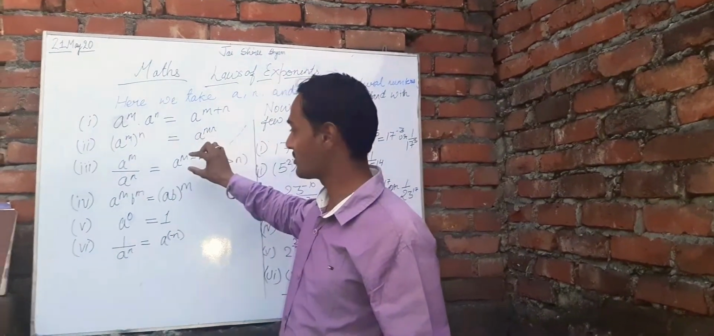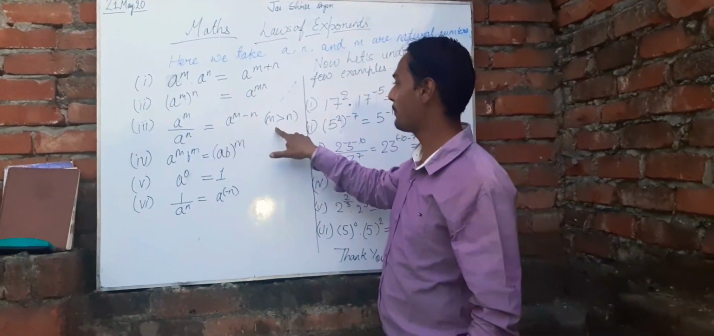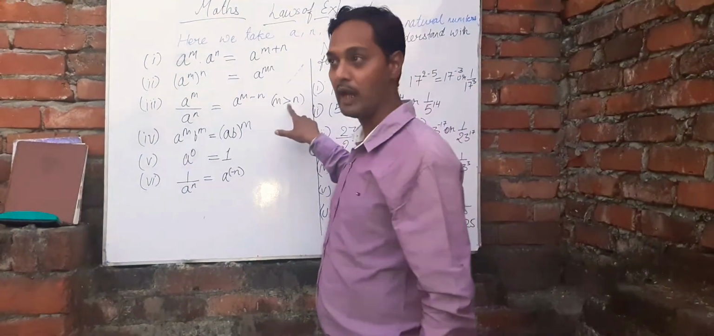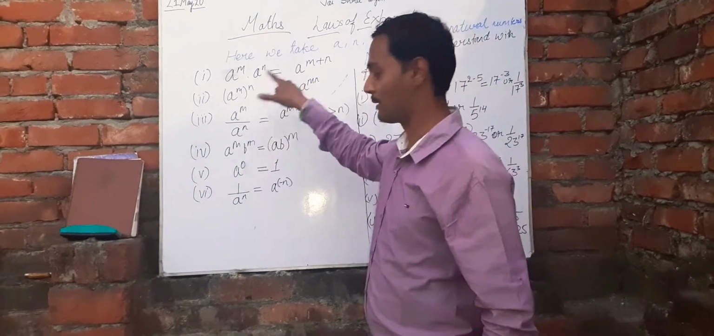Clear? Next is one more thing you have to remember here, that in this condition m will be greater than n. M will be greater than n. If m is not greater than n, then it is n minus m.